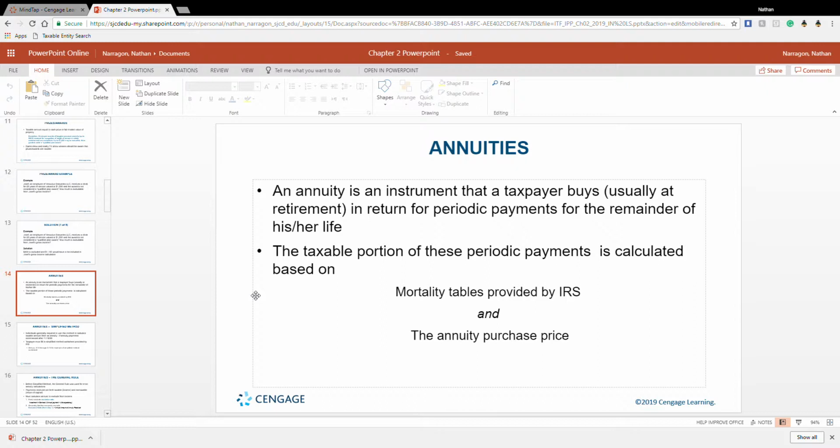The taxable portion, though, of these periodic payments is calculated basically on mortality tables provided by the IRS. So the IRS actually assumes how long we're going to live when we start these annuities. So that could be good or bad. One good thing is that if you outlive their tables, you don't have to pay tax anymore. It's pretty cool. And it's also going to look at the annuity purchase price.